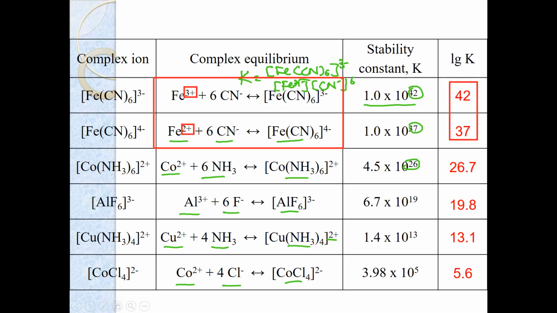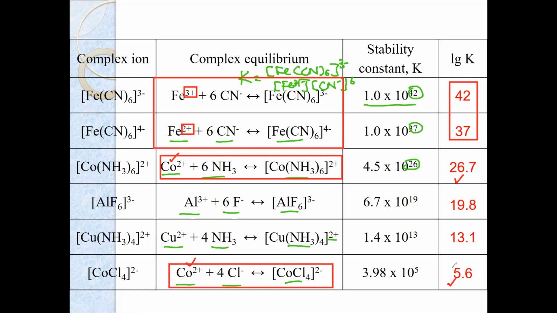Then the second thing that you can also compare is this one, Co(H2O)6 and Co(NH3)6, and this one. They both have the same cobalt ion, as you can see here, but their stability constants differ widely. It seems that Co(NH3)6 2+ is more stable than CoCl4 2-. So why are they like that? We have to look at what factors will influence the stability constant here.